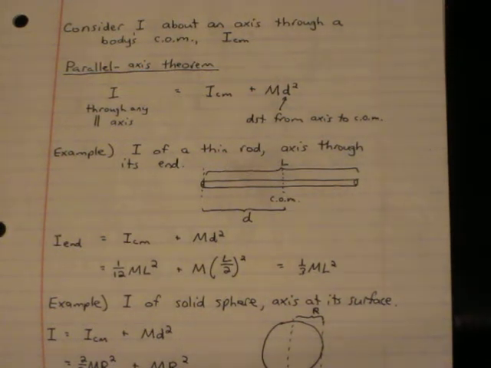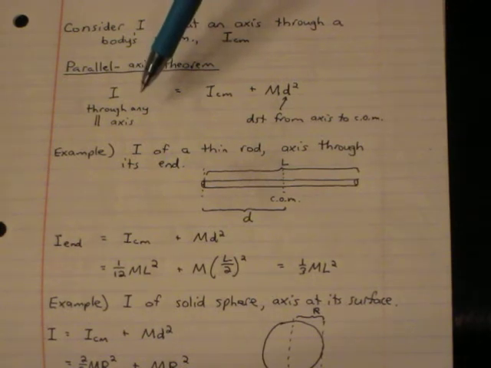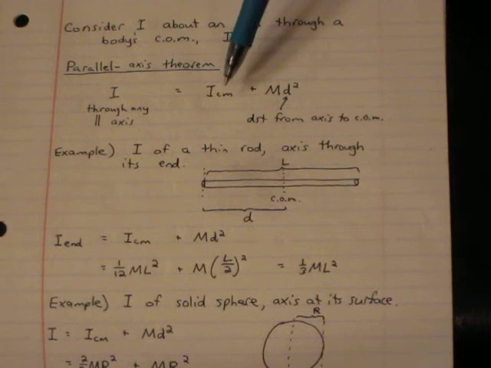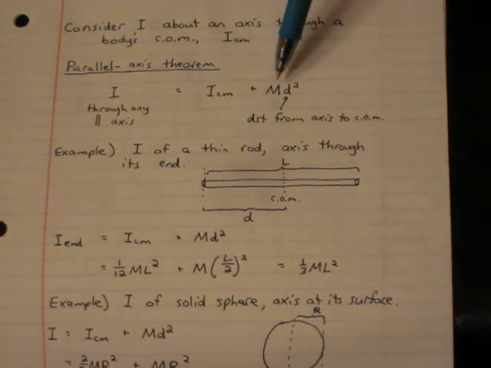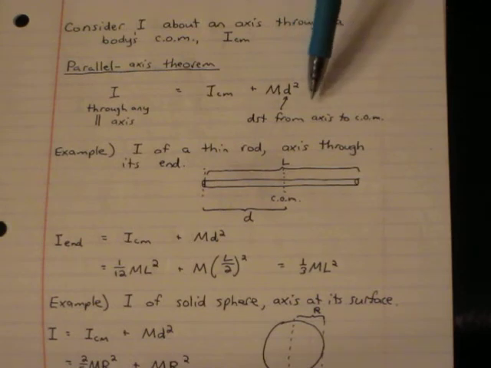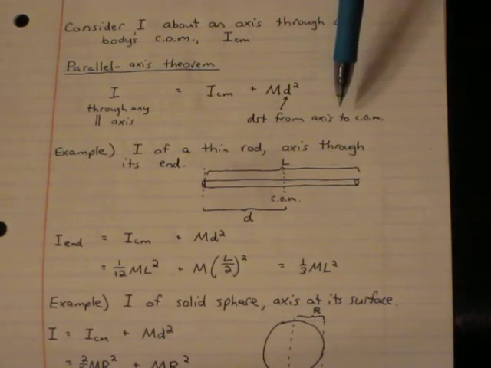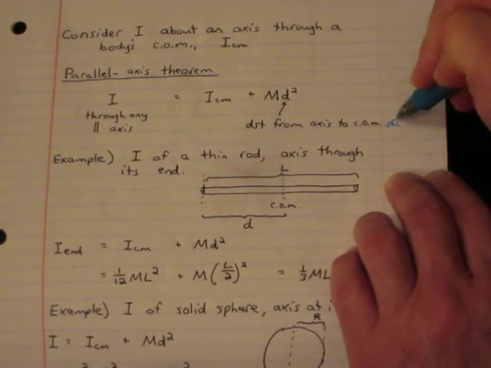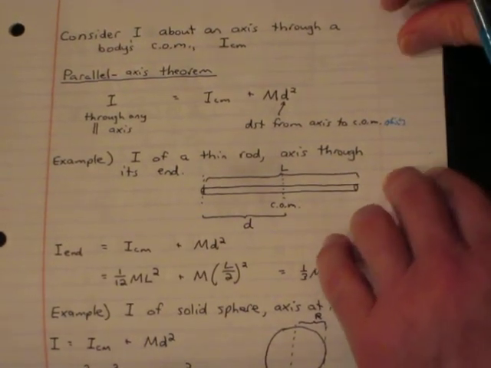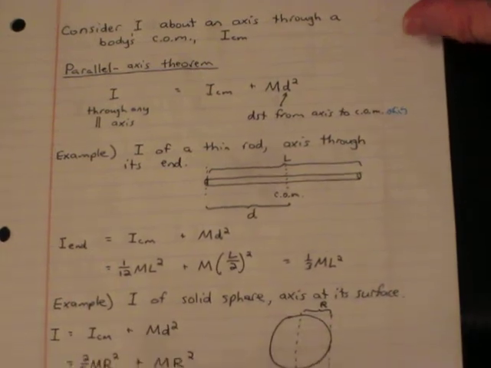which says that the moment of inertia through any parallel axis is equal to the moment of inertia of an axis through the center of mass plus md squared, where d is the distance from the axis to the center of mass axis. Now, let me give you an example of this.